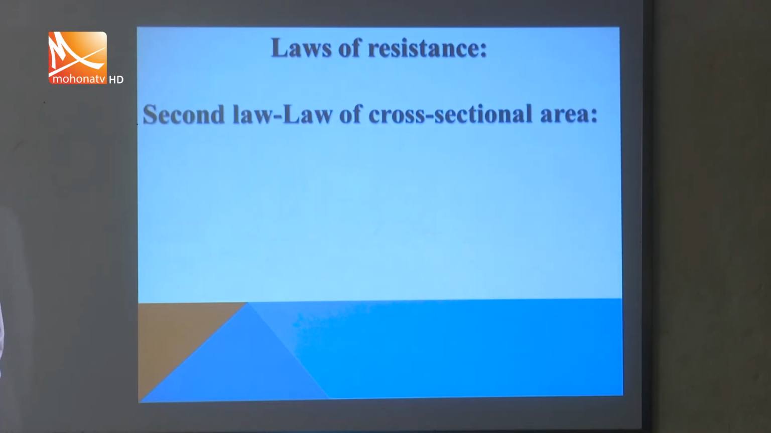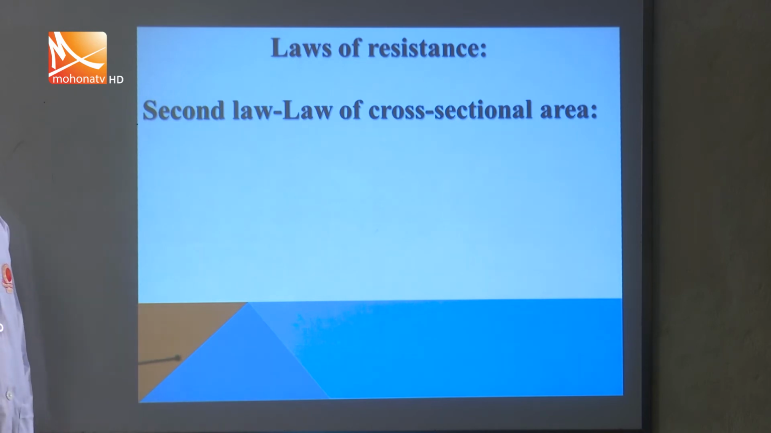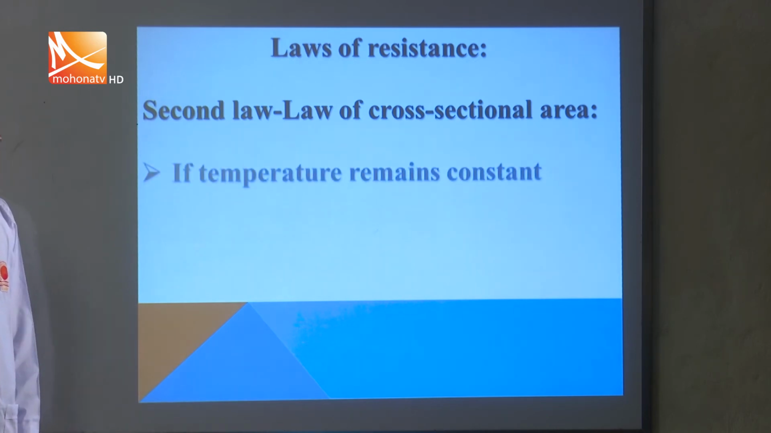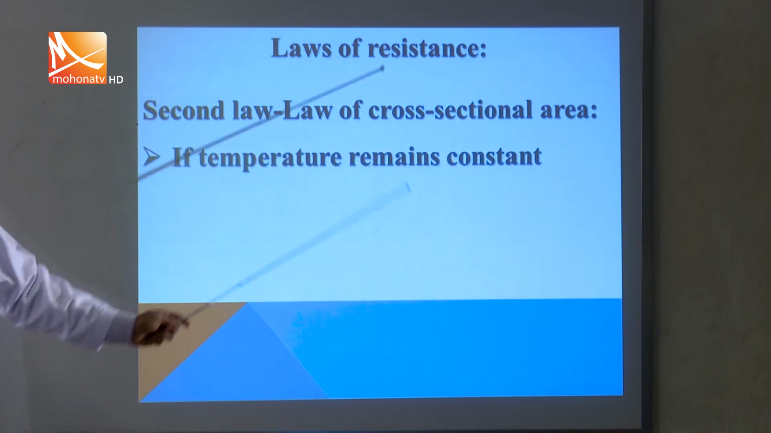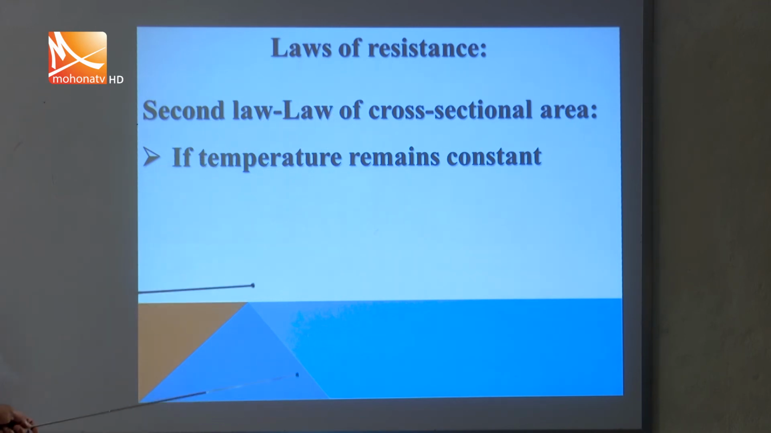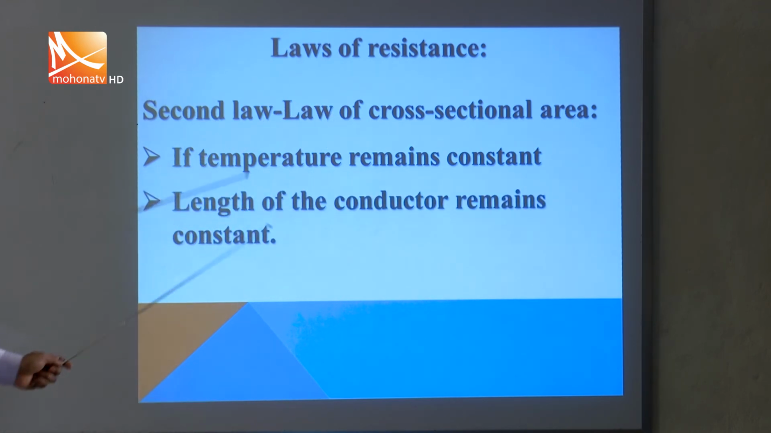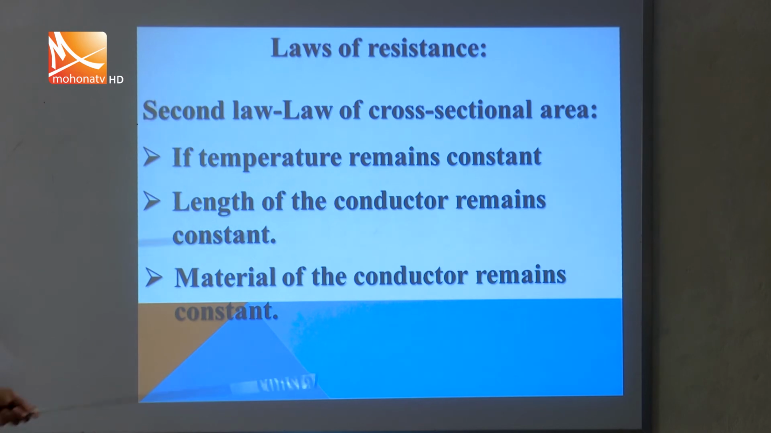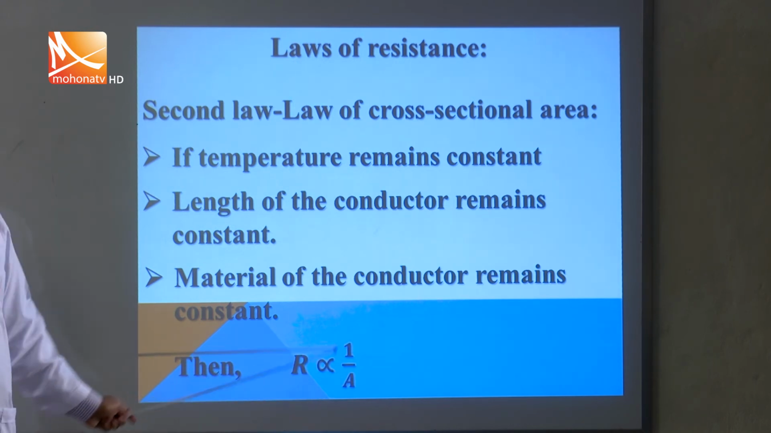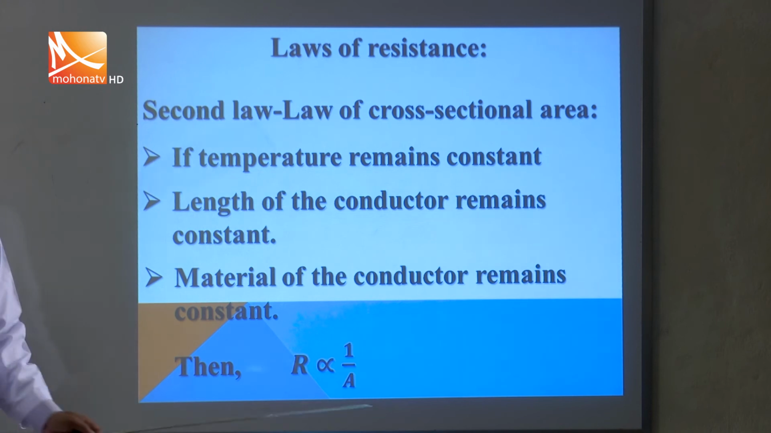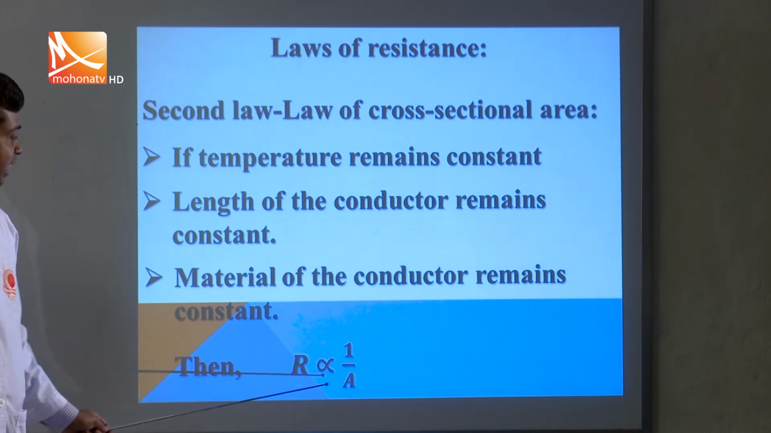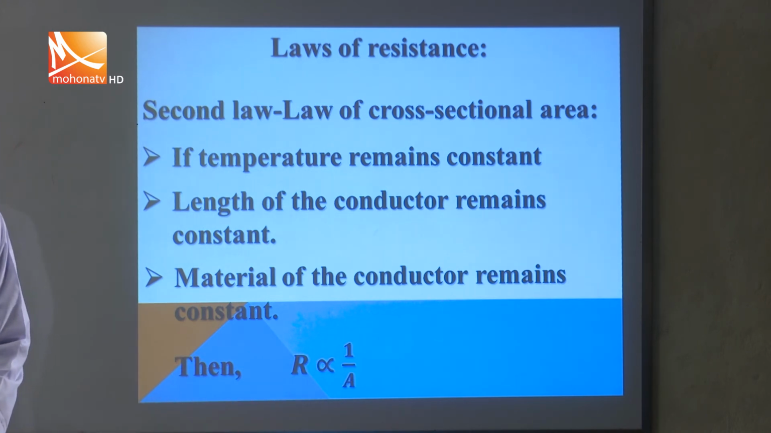And number 2, the second law, the law of cross sectional area. Similar condition in this case, the constant quantities are temperature and the length, and third, the material. Then, if these 3 quantities or dependencies remain constant, then resistance is inversely proportional to its cross sectional area. That means, the more the cross sectional area, the less the resistance.